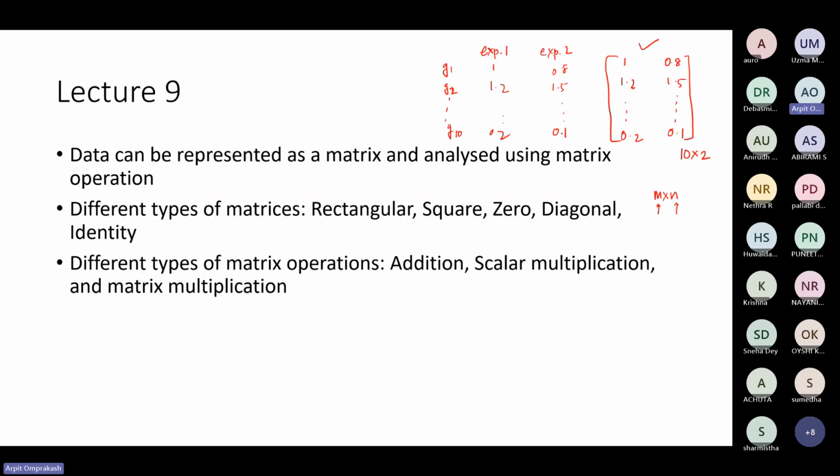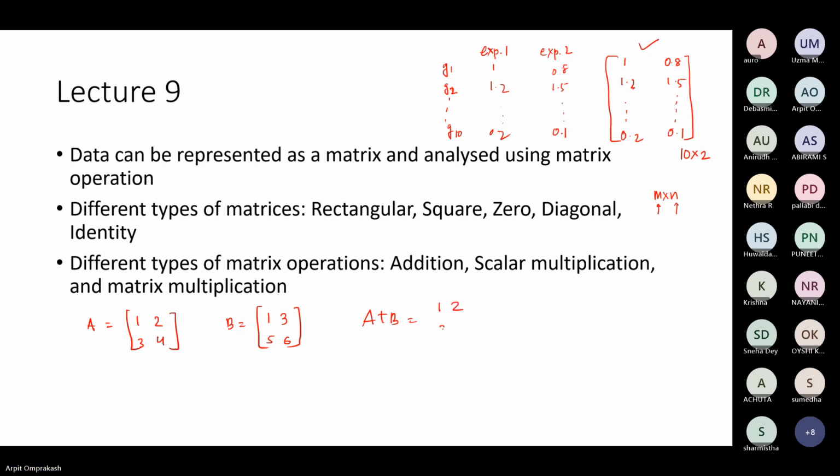Identity. Then the lecture also talks about different types of operations that we can carry out with matrices. So let's say we have two matrices. A is given as 1, 2, 3, 4, and B is given as 1, 3, 5, 6. So we can add the matrices. Matrix addition is similar to the vector addition that we did earlier.